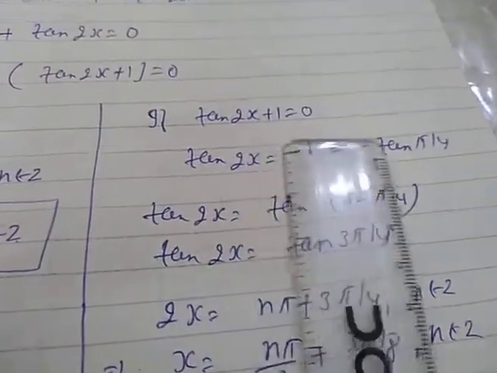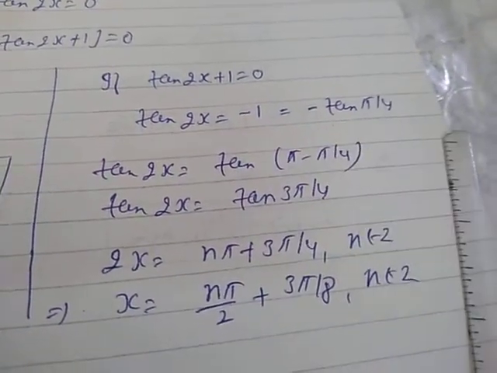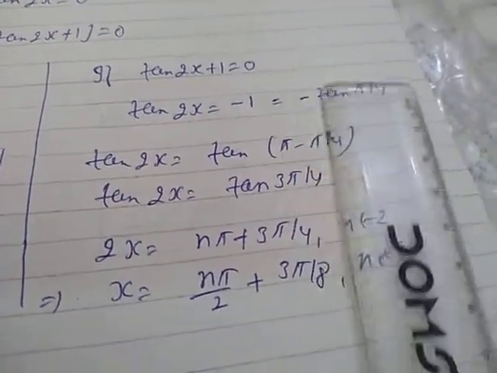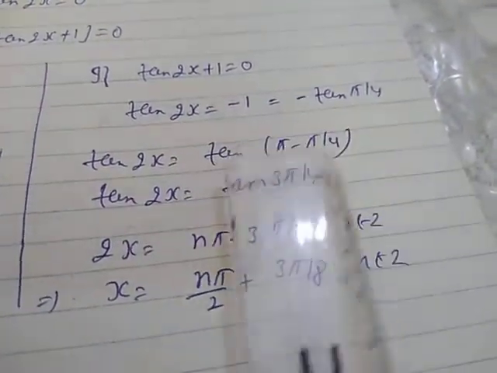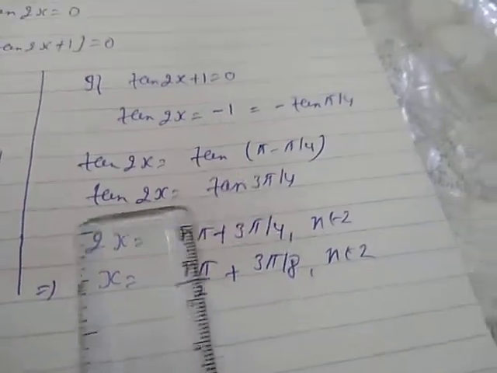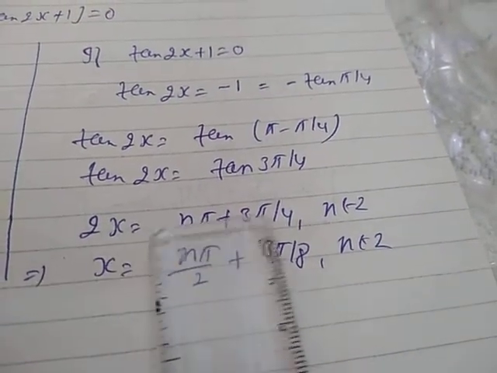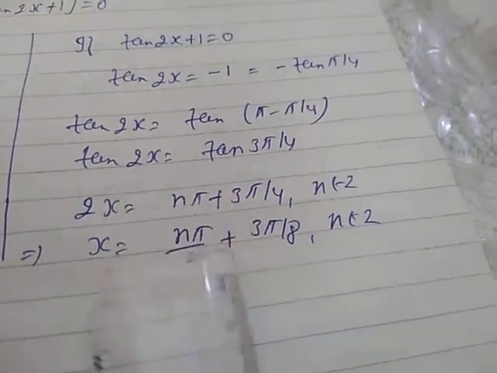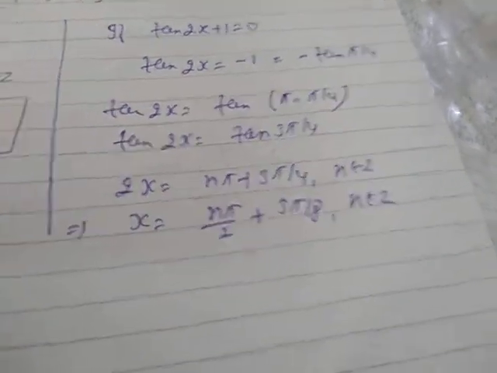And the second is if tan 2x plus 1 is equals to 0. That implies tan 2x is equals to minus 1, which is minus tan pi by 4. Tan is negative in the second quadrant, so it can be written as tan of pi minus pi by 4. So tan 2x is equals to tan 3 pi by 4. Hence 2x is equals to n pi plus 3 pi by 4. Hence x is equals to n pi by 2 plus 3 pi by 8. This is the general solution of this equation.